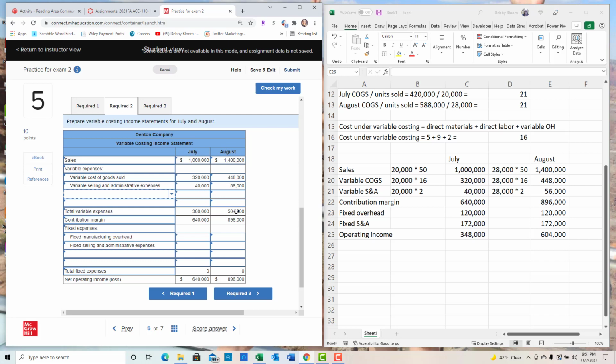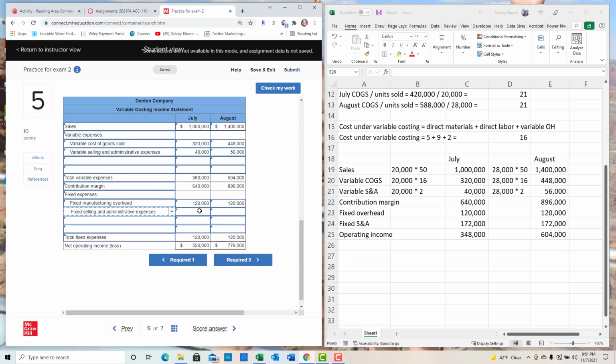So it already calculated our total variable expenses, and notice how our contribution margin is the same, 640 and 896. Now we're just going to put in the fixed overhead of 120,000 and our fixed selling and administrative of 172,000. And notice how we have the same net operating income, 348 and 604,000.